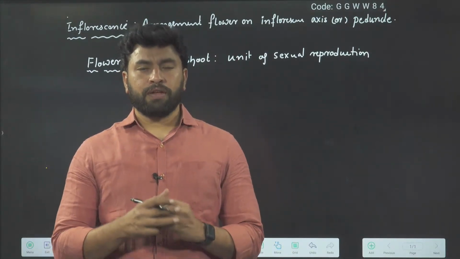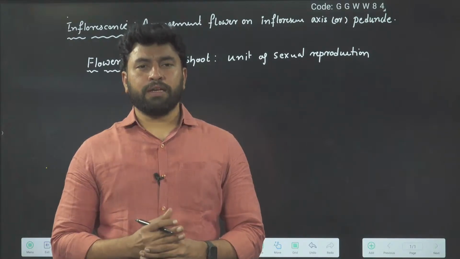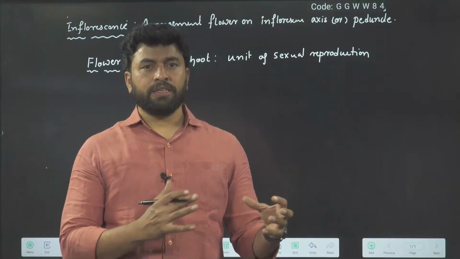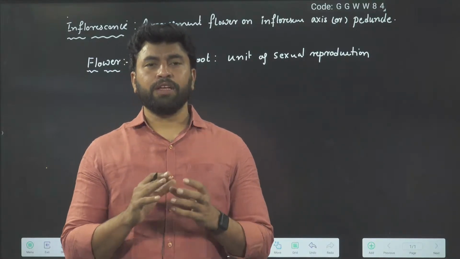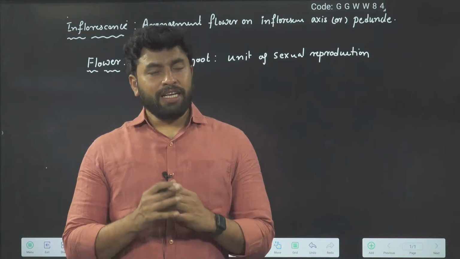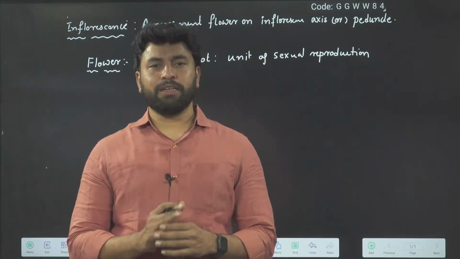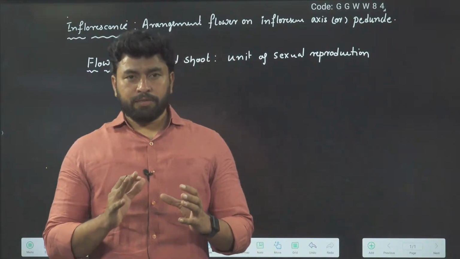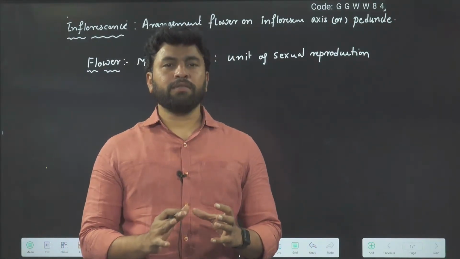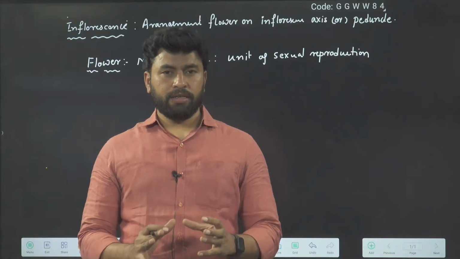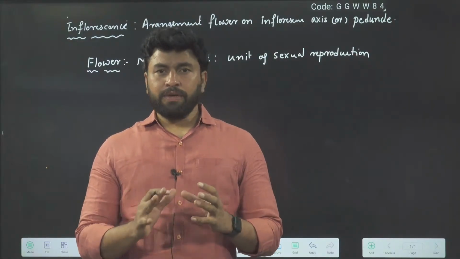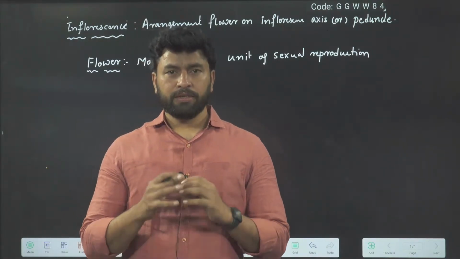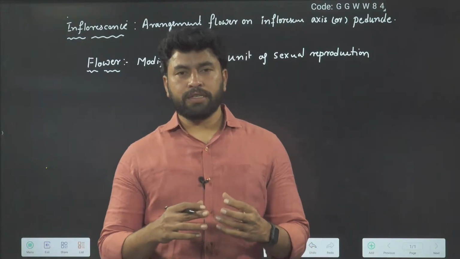Obviously not. Plants below flowering plants, whether gymnosperms, pteridophytes, bryophytes, or thallophytes, so-called algae, do not produce flowers. It doesn't mean that they do not exhibit sexual reproduction. In final conclusion, flowering plants produce flowers for the sake of sexual reproduction. But in all plants, flowers are not the part where sexual reproduction will occur. Keep it in mind. Okay? So, flower is a unit of sexual reproduction.